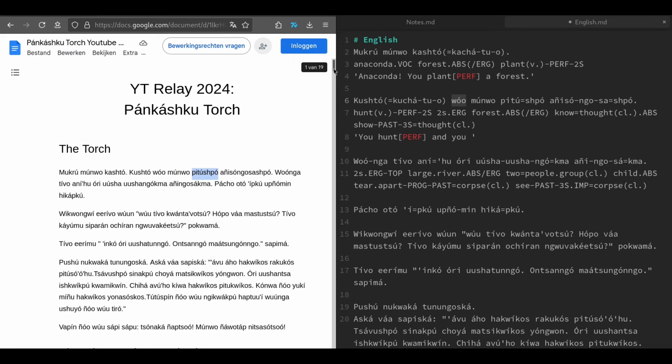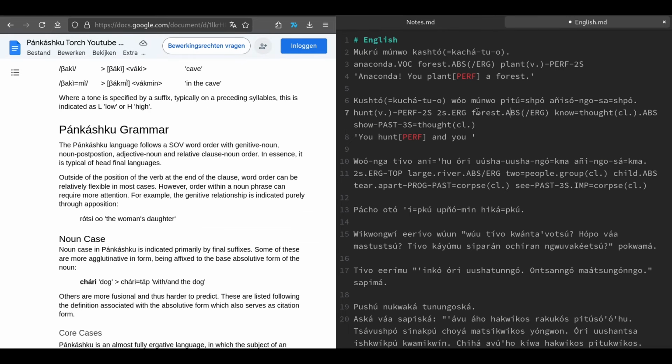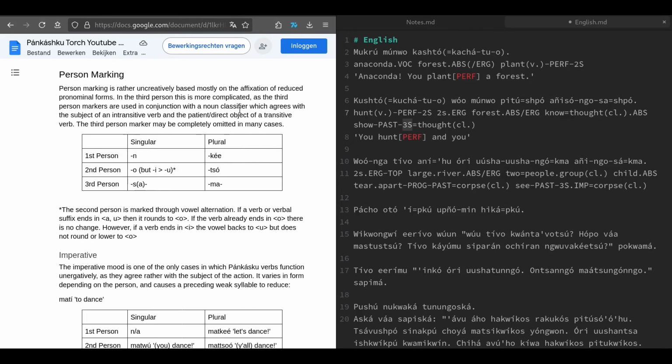So it could also be genitive relationship. Forest is genitive for, so probably something like knowledge. You hunted and you showed the knowledge of the forest. This is third person though. But this is second, that's not right. Wait a minute. Huh? Okay, does person marking agree with the ergative or with the absolutive?